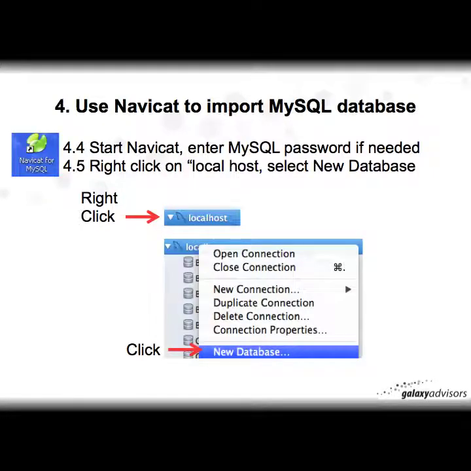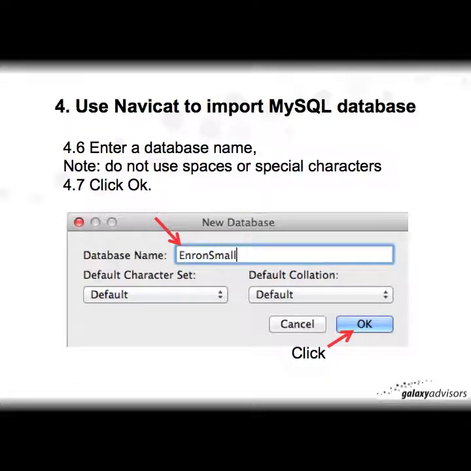Then start Navicat, enter your MySQL password if you created one, and then right click on the localhost and select New Database. So what we're going to do is click Create a New Database. Enter a database name such as Enron Small. The important thing about a database name is that it cannot have spaces or special characters. And then finally click OK.